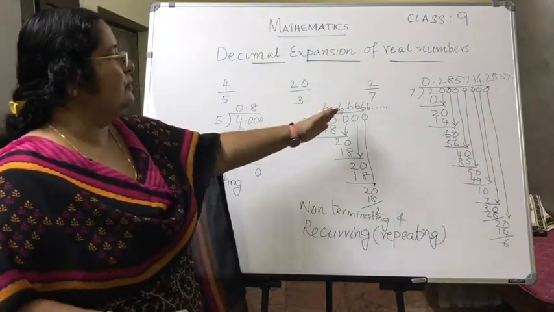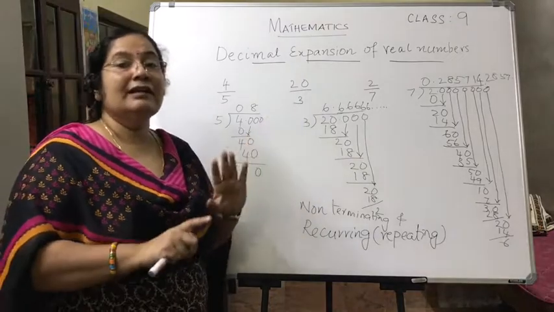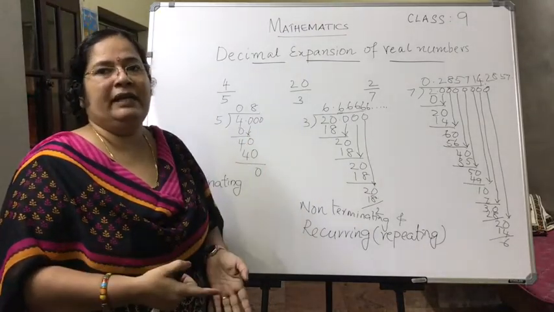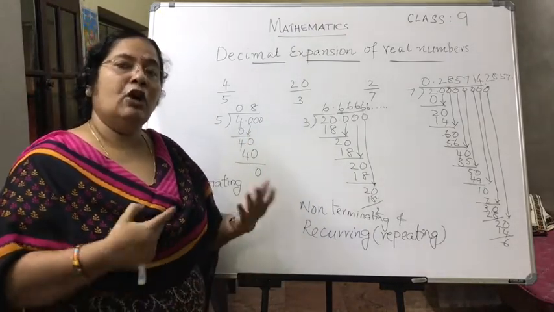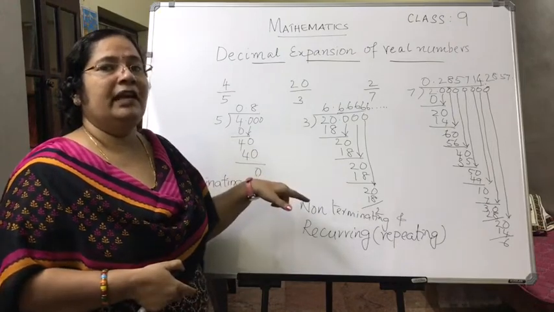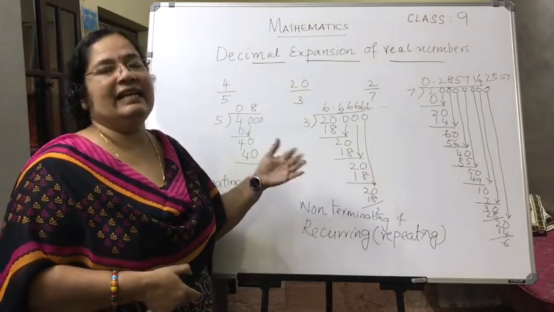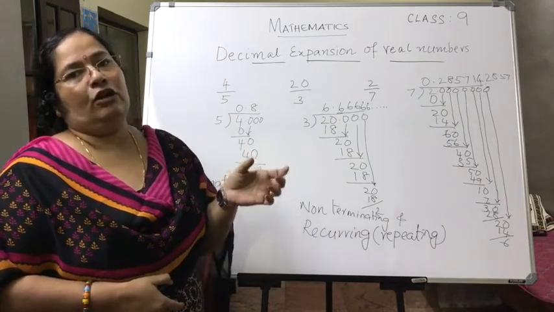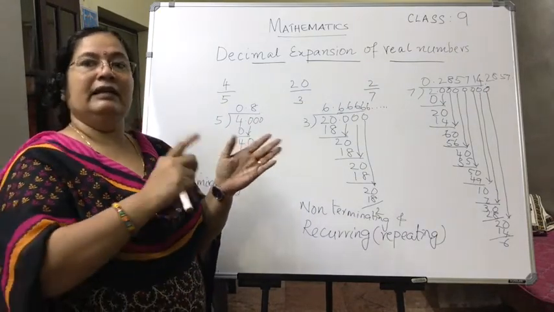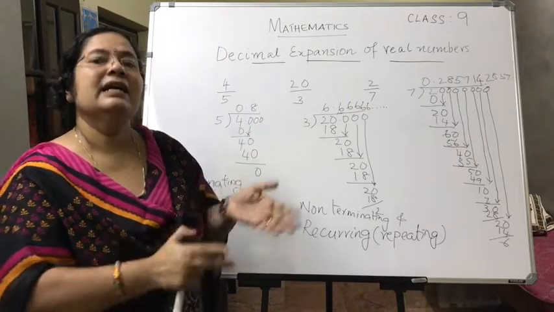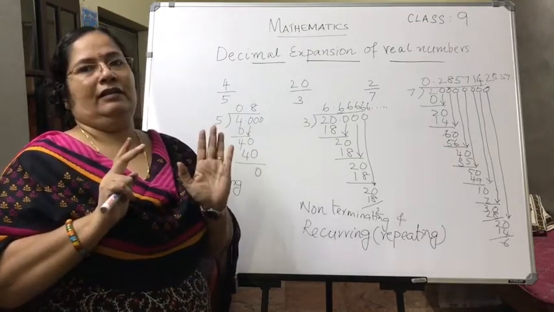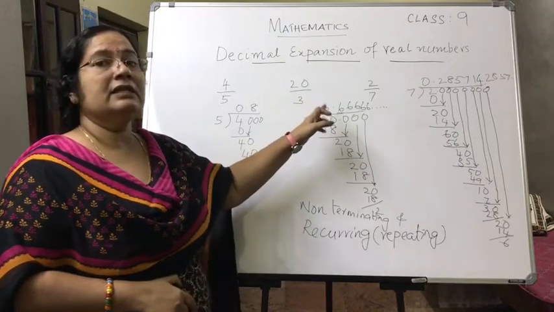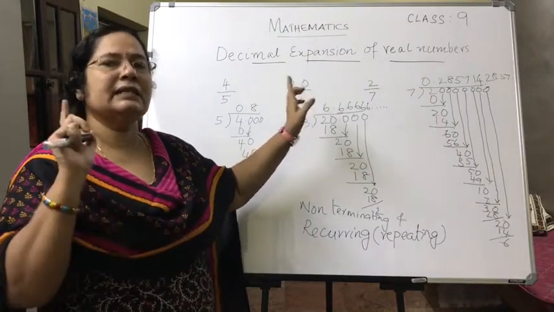Here in both cases you see, the decimal part is not terminating. It is non-terminating. Along with being non-terminating, what is happening there? It is recurring. Recurring means the digits are repeated after a particular slot. After every slot, the same set of digits are repeated in the same order. See here, 6, 6, 6, 6, it's repeating.